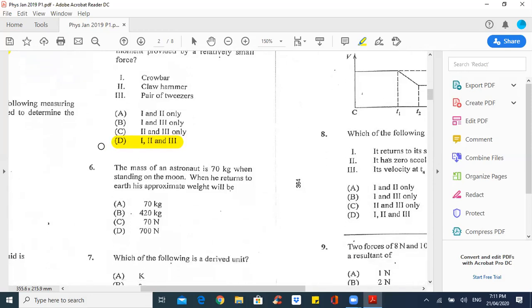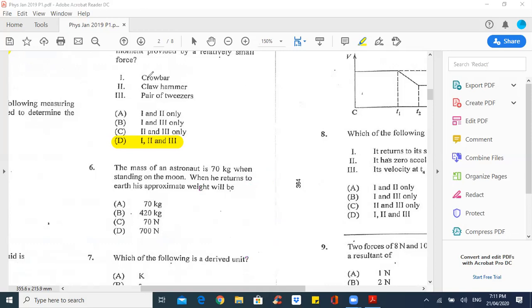Then number 6, the mass of an astronaut is 70 kilograms when standing on the moon. When he returns to the Earth, his approximate weight will be, weight is mass by gravity. So the gravity on Earth is 10, so it's going to be 10 multiplied by 70. So weight is equal to mass by gravity. So the mass is 70 multiplied by 10, which is 700 newtons. Good?